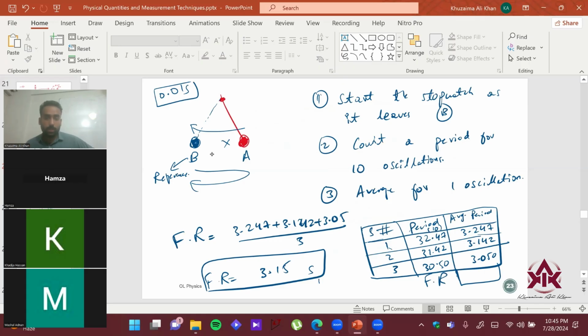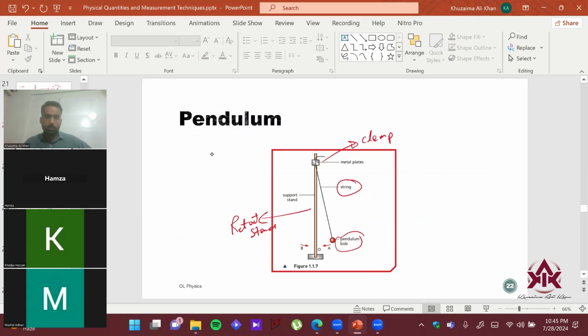Since the time period is 3.15 seconds, it's huge. So these are not practical values. These are just assumed values, because my experiment actually isn't set up that way. So yeah, this is the meaning of frequency. Does that make sense for you guys? How do you do the experiment and measure time period using a pendulum? How do you find its frequency? Yes, sir. Good.